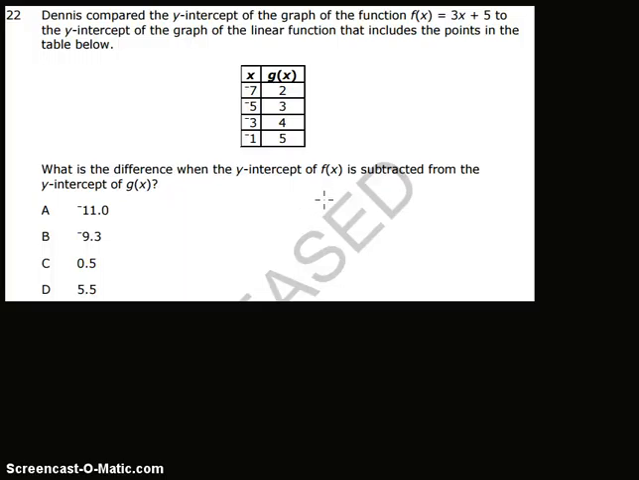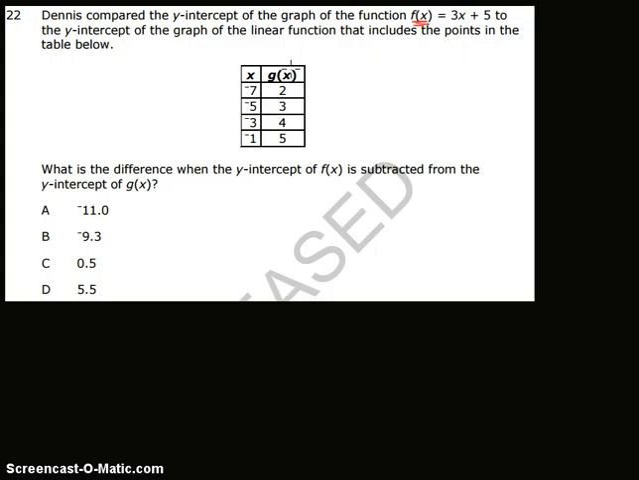Question number 22. Dennis compared the y-intercept of the graph of f of x, which is this one, 3x plus 5, to the y-intercept of g of x, the y-intercept of the graph of a linear function that includes the point in the table below. So we do have g of x.